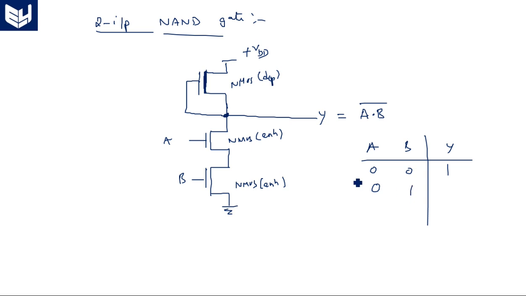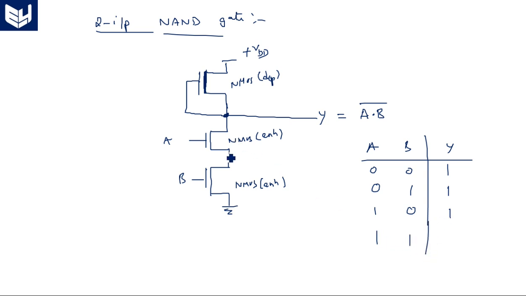And if it is 0 1, we can remember one more thing: if any of these two transistors A or B is in the off state, there is simply no connection between output and ground. When there is no connection between output and ground, output is simply 1. Here in this case A is off, in this case B is off. So in these three cases, output is connected to VDD.